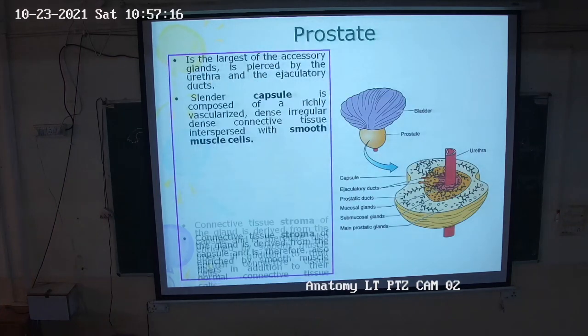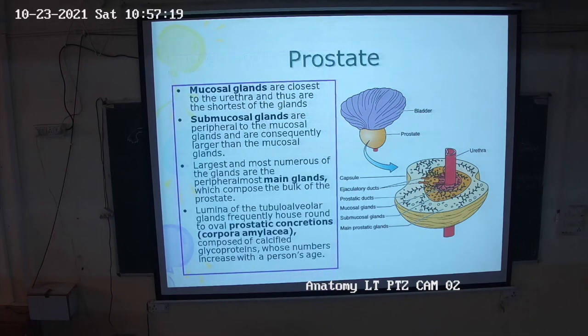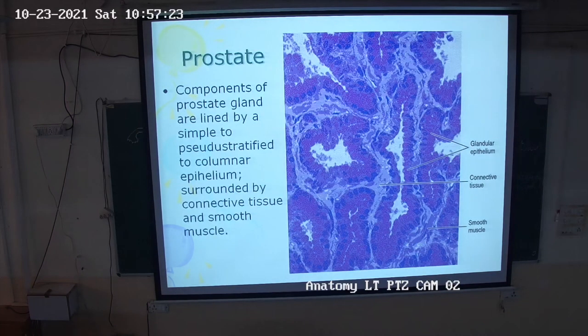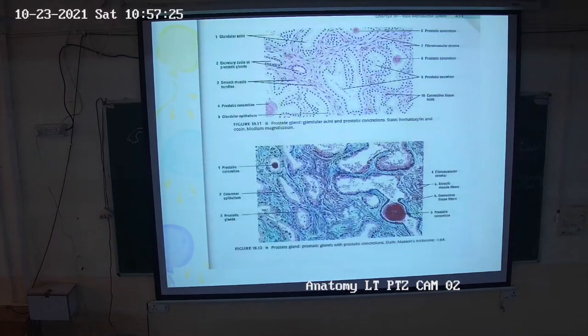Then prostate. In the center, this is traversed by the prostatic urethra. Okay, it may or may not be visible in the tissue section given. So this is the fibromuscular part surrounding the glandular part. As you can see, the glandular part can have different shapes.